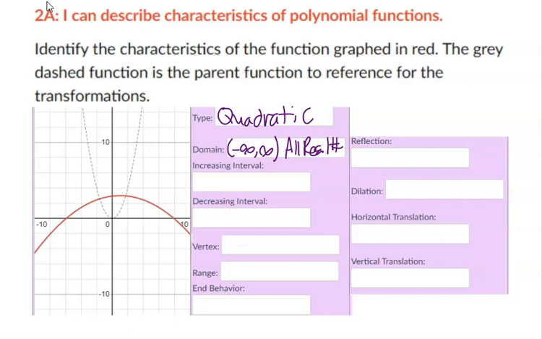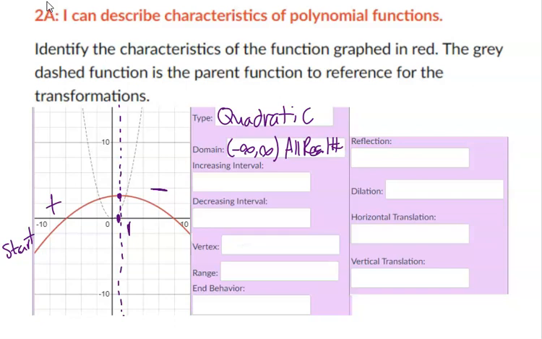Your increasing interval. We're going to draw a line going through the vertex, cutting it in half. One side's increasing, one side is decreasing. We start right here. On the left side, we have a positive slope that's increasing. On the right side, we have a negative slope that's going to be decreasing. The value right here that divides the two halves is going to be 1.